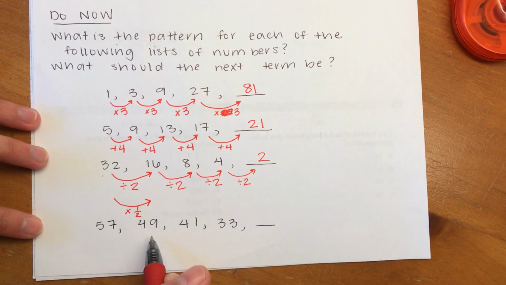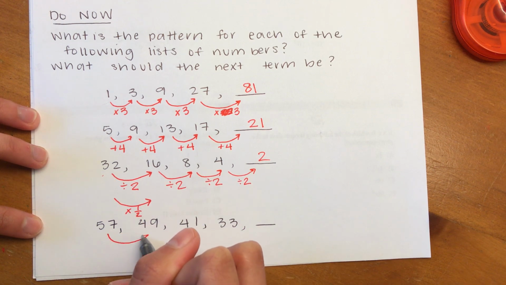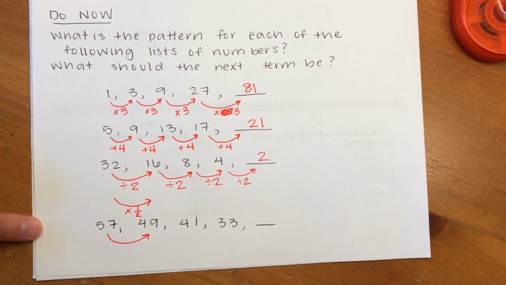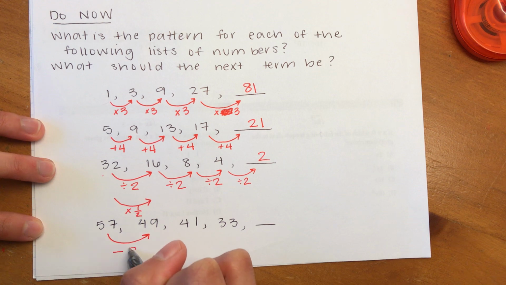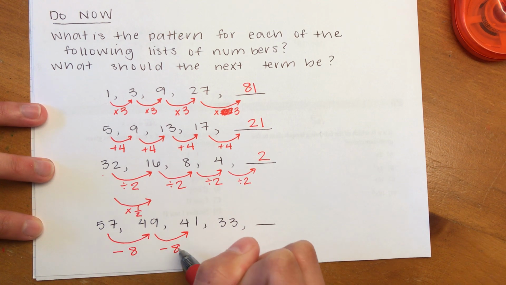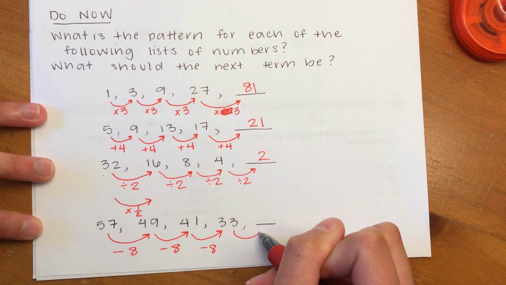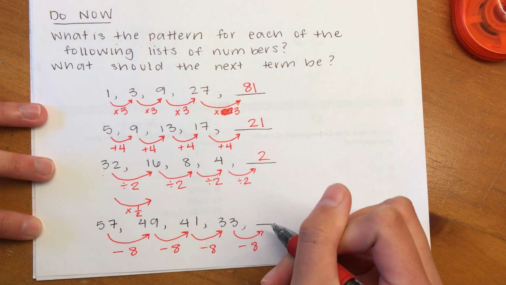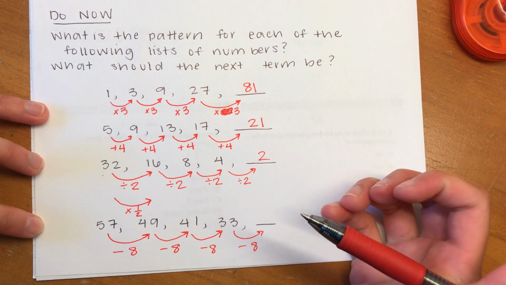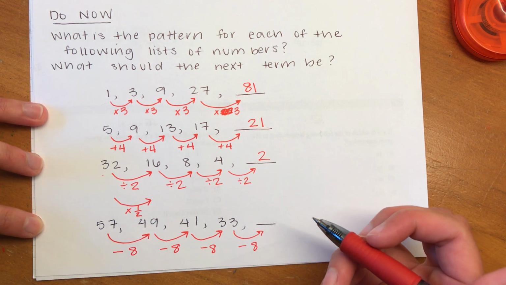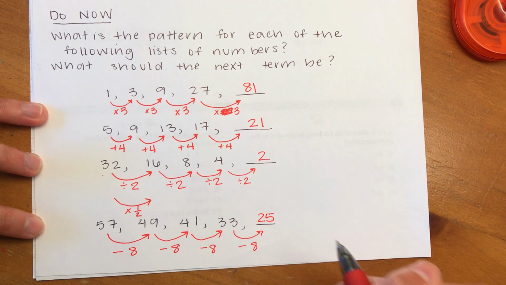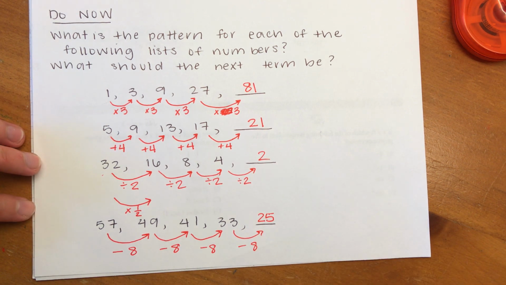And here, 57, 49, 41, 33, 57 to get to 49. What did we do here? We subtracted 8. Each time here, we're subtracting 8. So our final solution is going to be 33 minus 8, which is 25. So for our do now, we picked up on a couple of patterns, and then we determined what our next term was going to be.